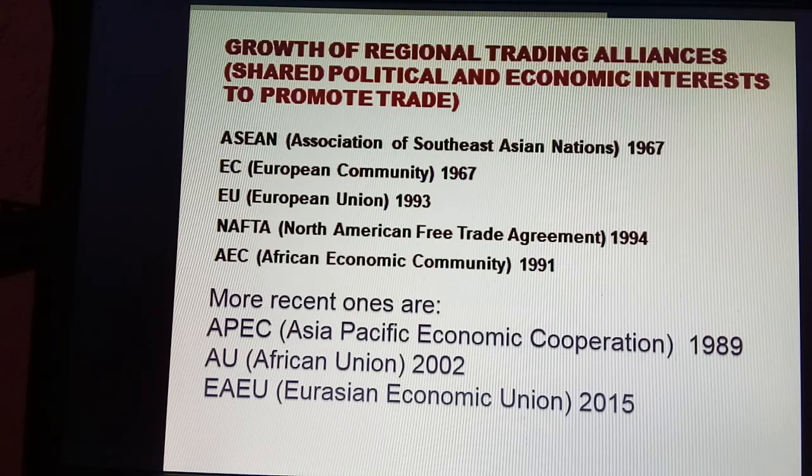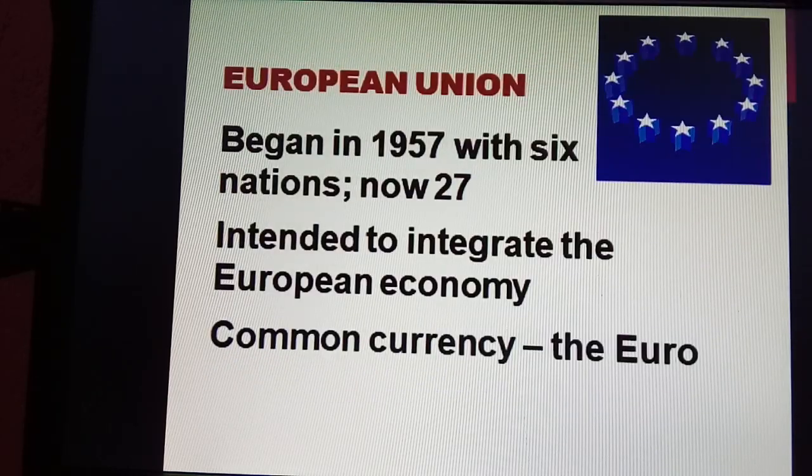Okay, so EAEU, Eurasian Economic Union, in 2015. What is Eurasia? This is Europe and Asia. What are the countries belonging to Eurasia? Kazakhstan, Tajikistan, Turkmenistan, Russia is also part of it, Georgia. The dominant one in the EAEU is Russia, Vladimir Putin. So these are examples of international organizations promoting political, economic, and trade interests of the member countries.